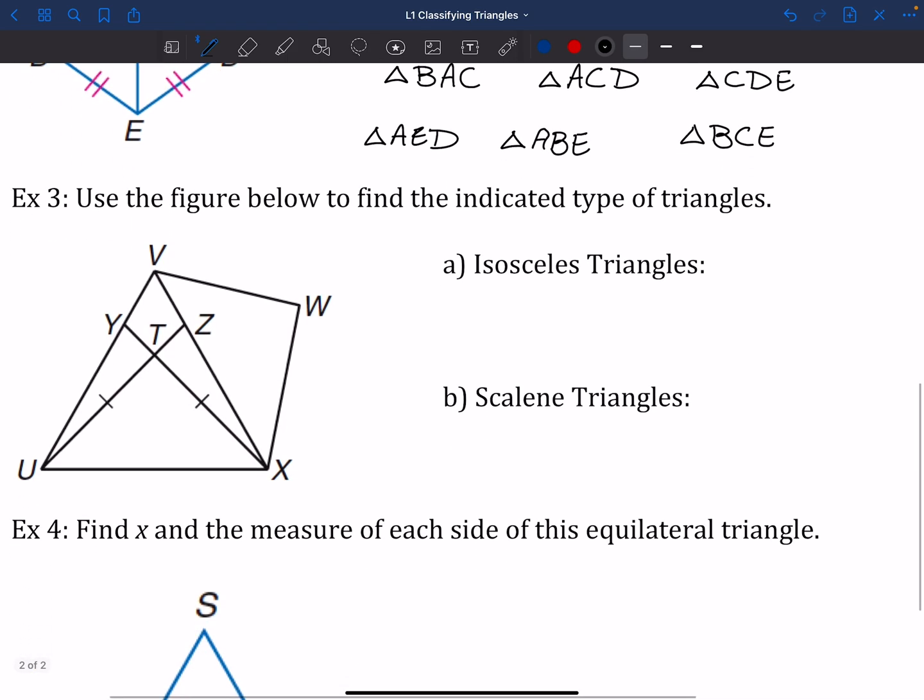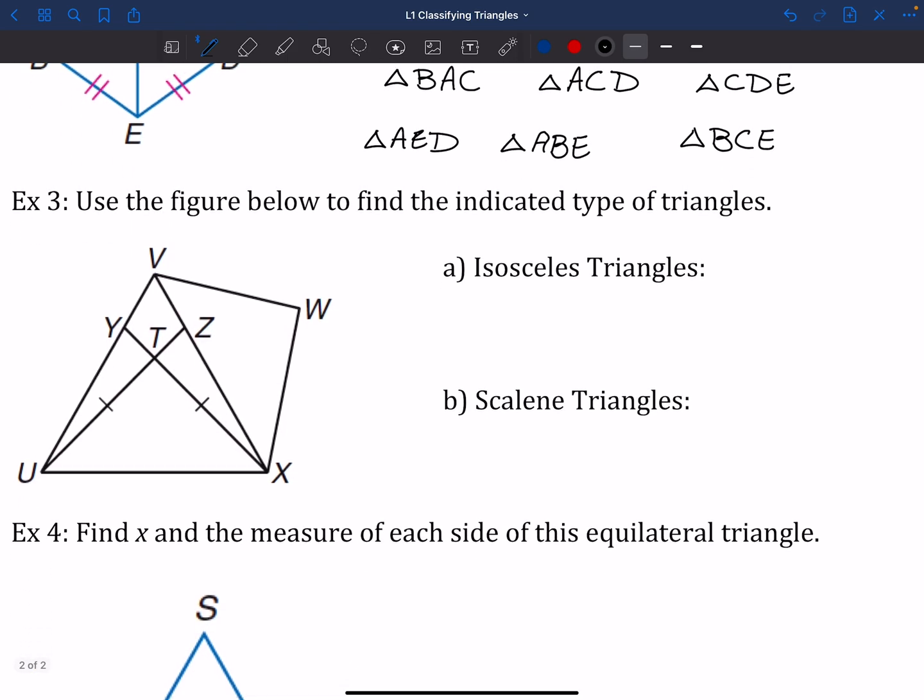So this one's a little bit more complex. What I'd like you to do is take a quick second, see if you can come up with an isosceles triangle, see if you can come up with a scalene triangle. Actually, I'll give you a goal. See if you can find 1 isosceles and 3 scalene triangles. So pause here, give that a shot.